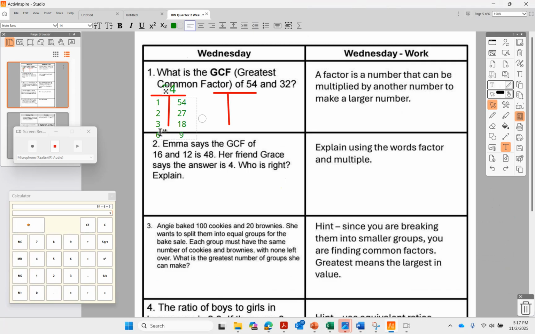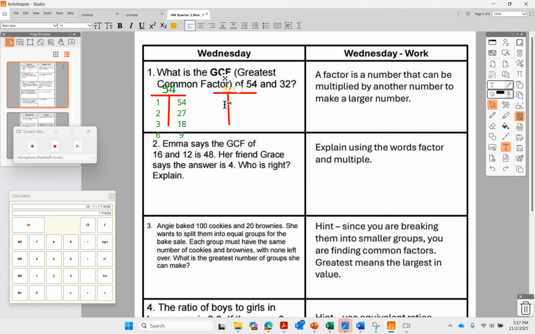It's not divisible by 8. If you don't believe me, you can actually do 54 divided by 7. Nope. Okay. So these are all my factors. Any of these numbers, 1, 2, 3, 6, 9, 18, 27, and 54, can divide into 54 without a remainder. Now, let's go over here and let's do 32.